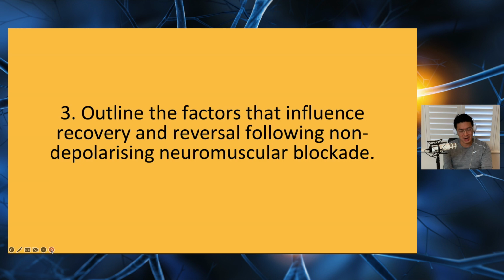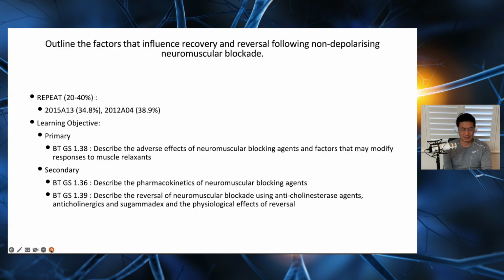So you've got a hard one, and then after that, you've got an intermediate one. And then the third question here. Number 3, outline the factors that influence recovery and reversal following non-depolarizing neuromuscular blockade. And again, this is a repeat of a couple of different years, 2015 A13 and 2012 A4.